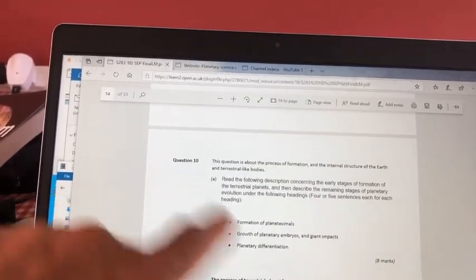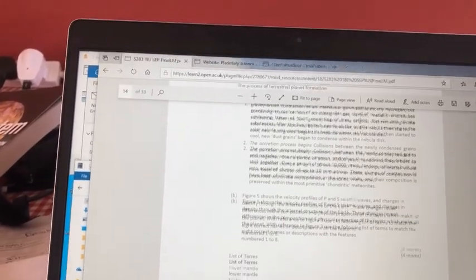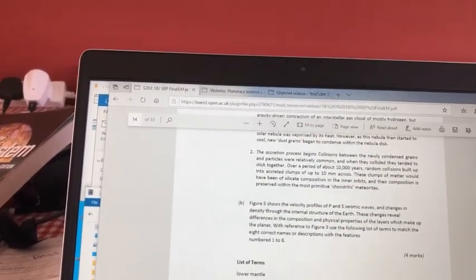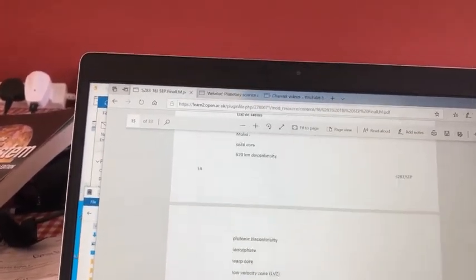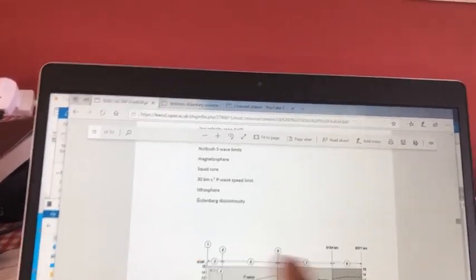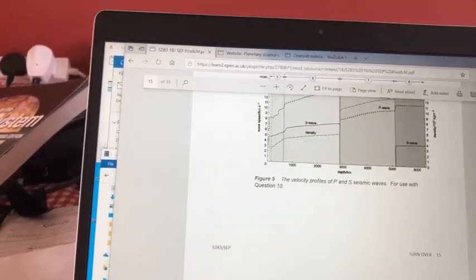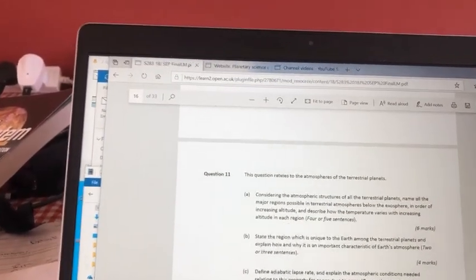Question 10 is asking about the solar system. So it's giving you some text to read and then asking you to understand it. There's a question here based on a diagram. What are these layers within the Earth? Pick them off the list that I've just scrolled by, so that's understanding that diagram.